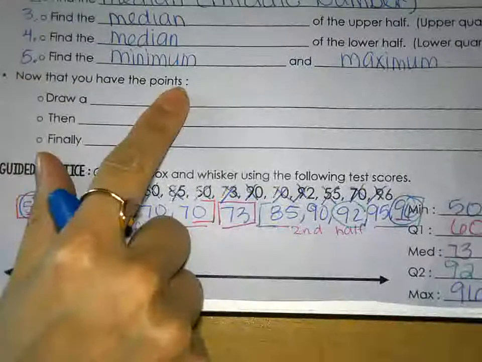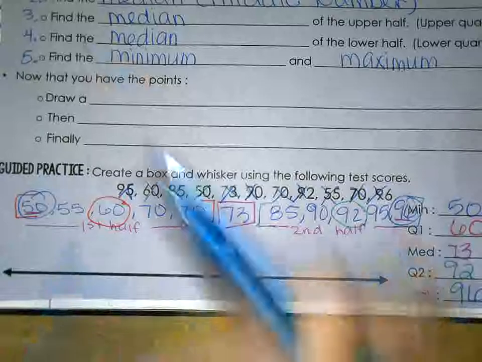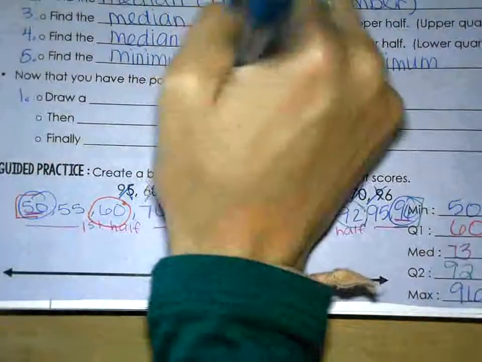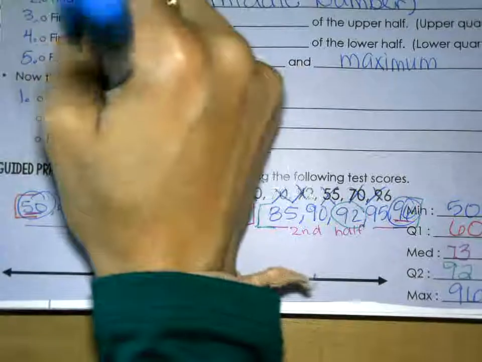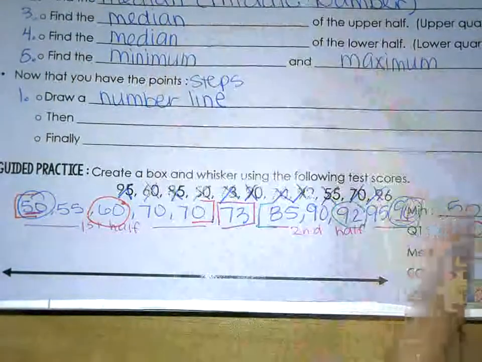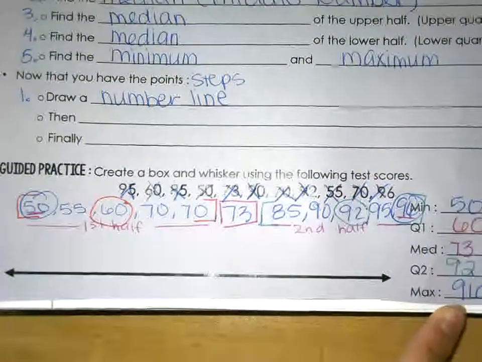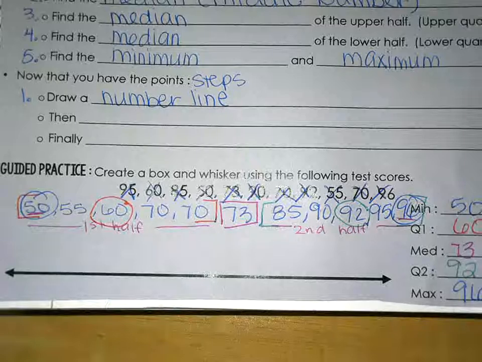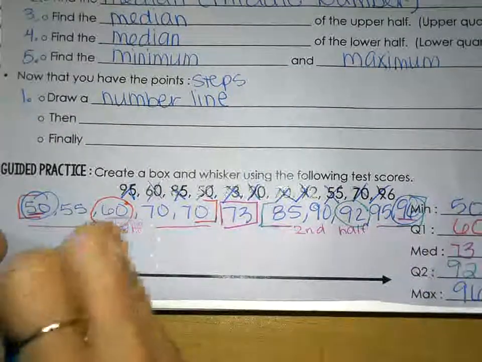So now that we have the points, now we can draw a number line. So first step is to draw a number line. Your number line is based off of the numbers that you have. Don't draw more than you have to. Also, count by equal intervals, just like we did with histograms. Count by something equal. I'm going to count by tens because it'll make it easier.